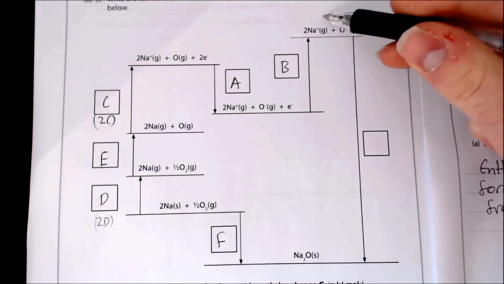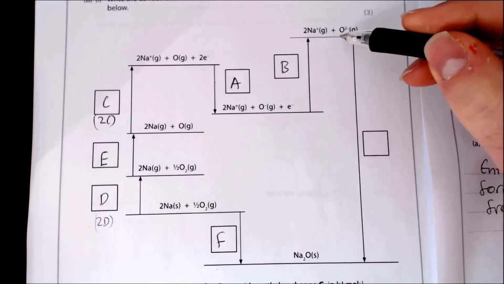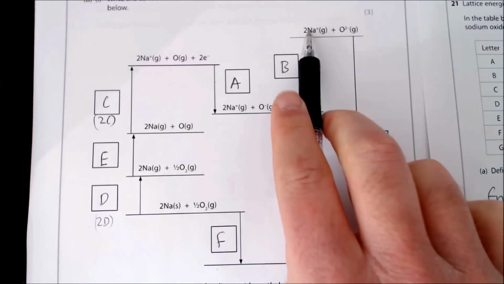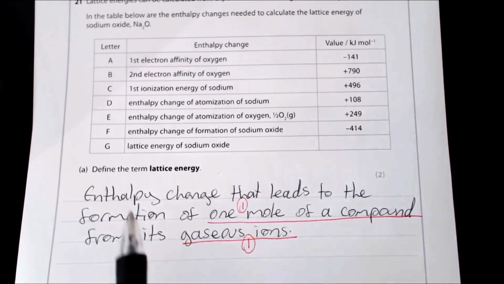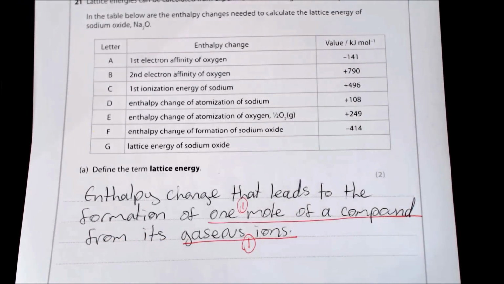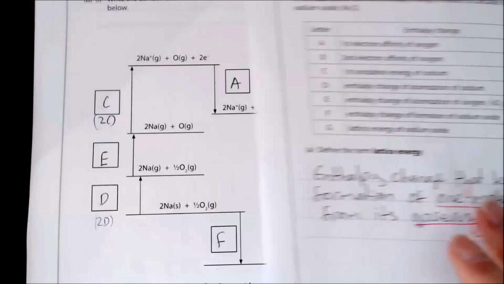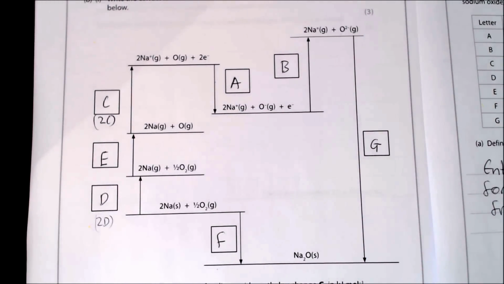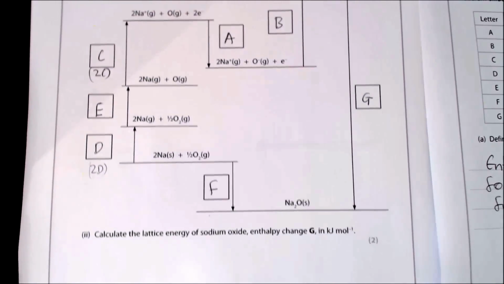And then we're going from here, from the ions in the gaseous state, down to form your solid salt. These are ions in the gaseous state. So this one is the lattice energy of sodium oxide. We're forming the lattice from ions in the gaseous state. So this one is going to be G. Okay, so there's all your 3 marks there. So it's not too bad. Make sure you know your definitions.